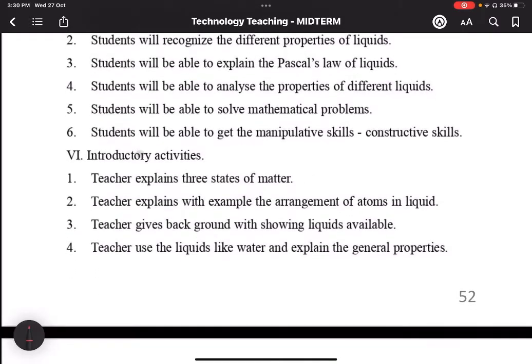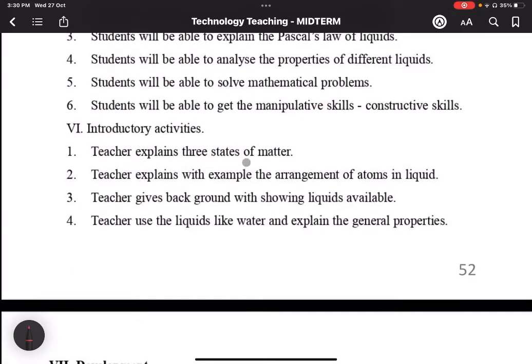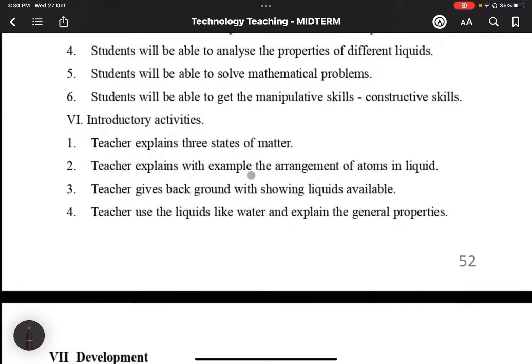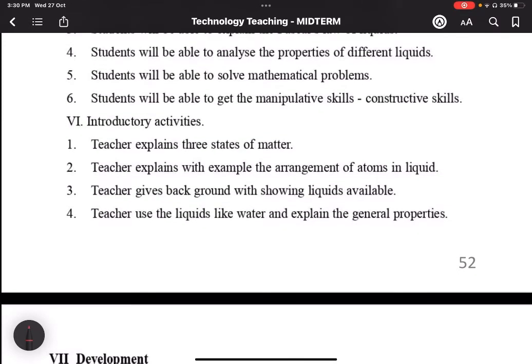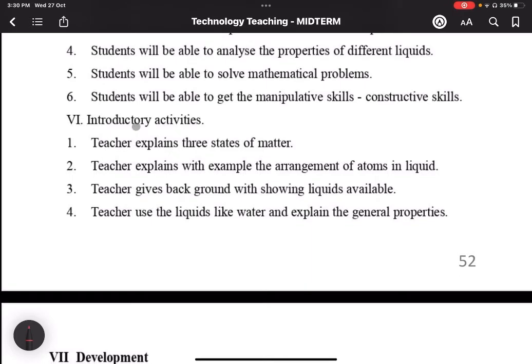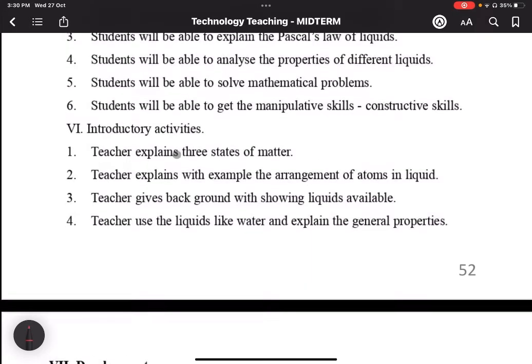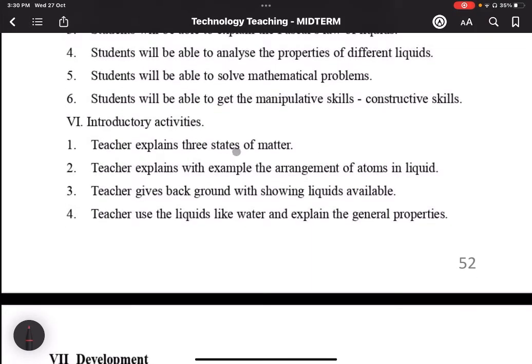Okay? Introductory activities, teacher explains the three states of matter. Ano yung mga gagawin mo, no? Under those subunits. That is introductory. So, wala ka pa diyang no? Wala ka pa diyang mahirap.